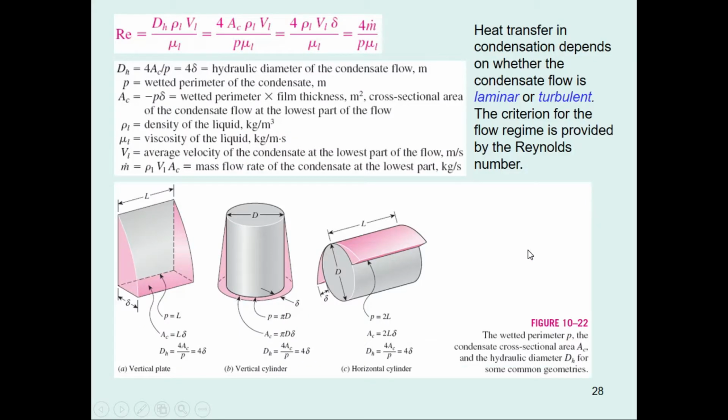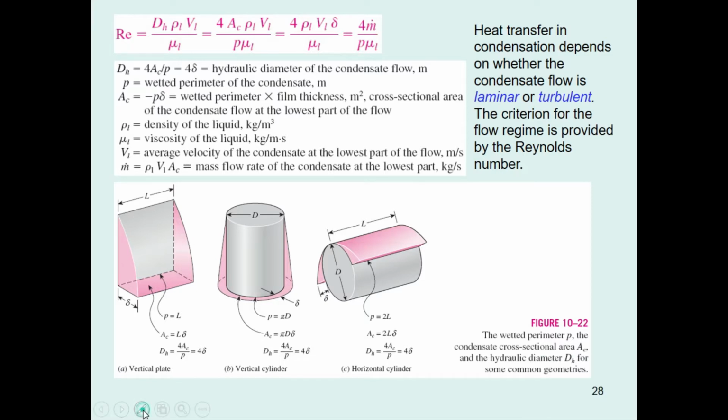Let's move ahead. As in forced convection involving a single phase, the heat transfer in condensation also depends on whether the condensate flow is laminar or turbulent, and we have already studied laminar and turbulent flows. Again, the criterion for the regime is provided by the famous number called the Reynolds number. The Reynolds number tells us whether the given flow is in the laminar region or in the turbulent region. So this is the basic formula.